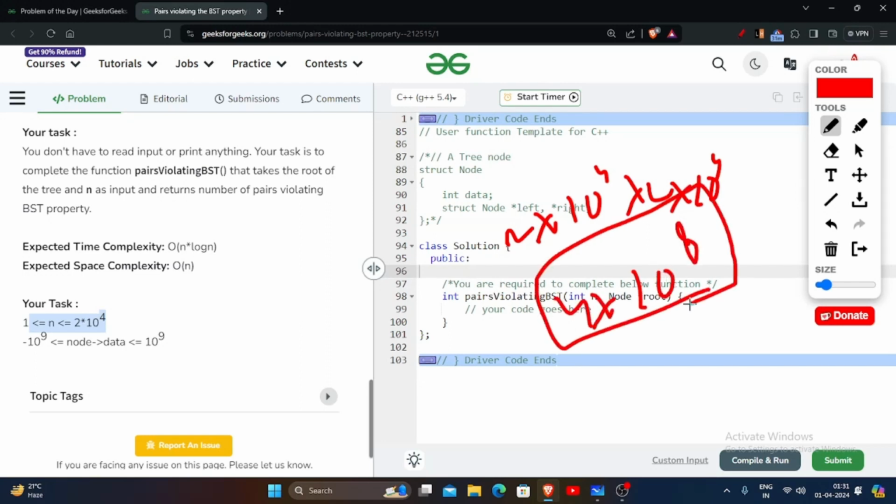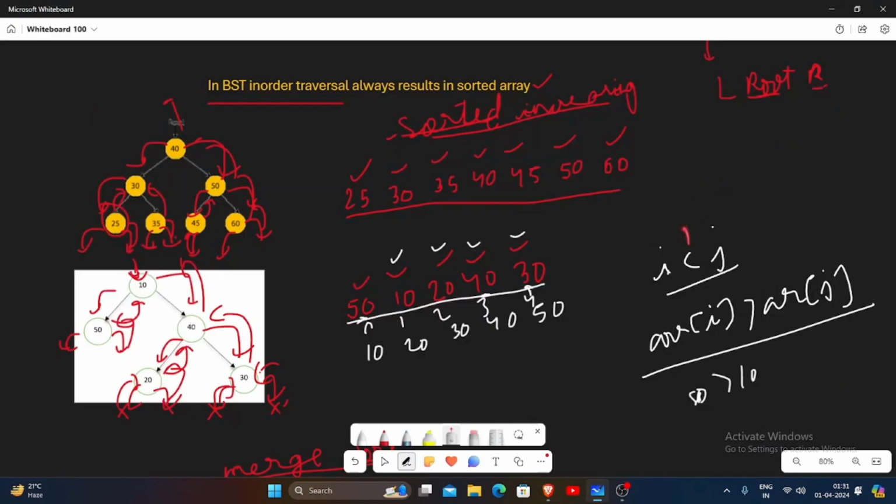It might be feasible, might not be feasible in some compilers. This would not be, because actually in 1 second we can perform about 10 raised to the power 8 operations. So it is greater than this. So it is not feasible to calculate this condition in n square, although it is one of the approaches. So here we will think of merge sort.